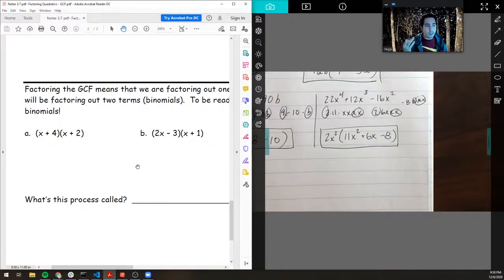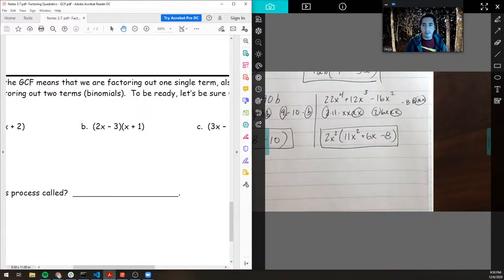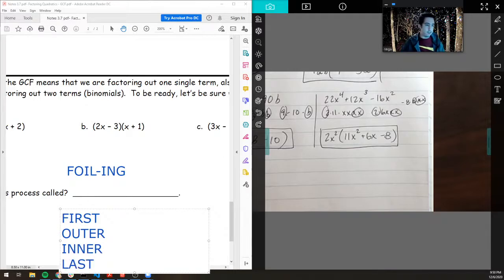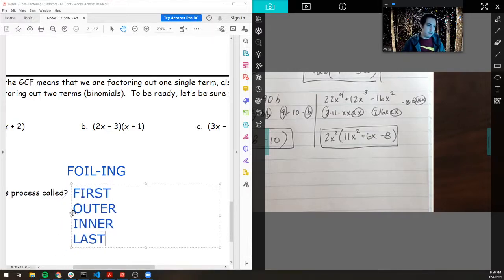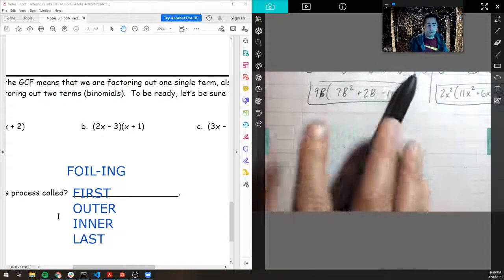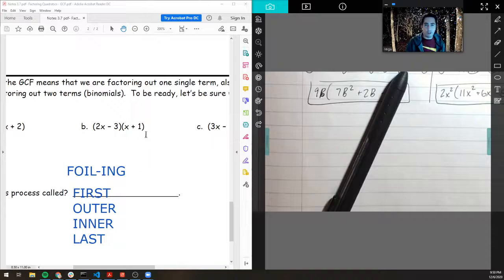When we multiply them together, what's that process called? You might remember it as a couple of things, but I think what they're getting at is foiling. I'll do it like this. Foiling. If you don't remember FOIL, that's going to be first, outer or outside, inner, last. There you go. That's foiling. Hopefully you remember foiling. Let's do 2 examples of foiling just so you can remember what it is.